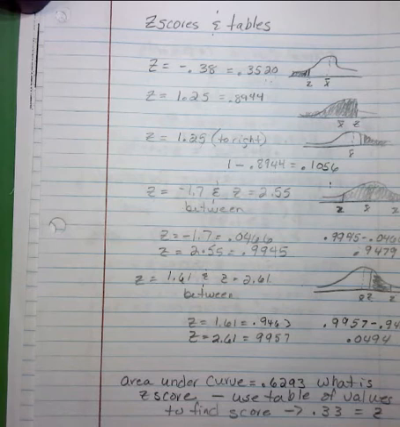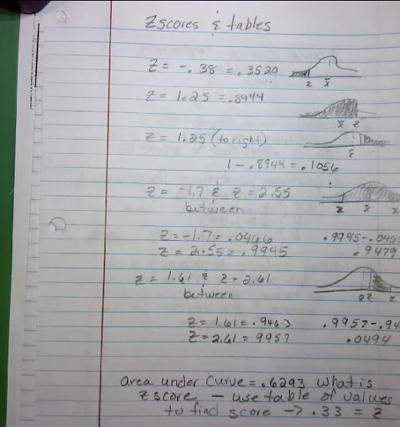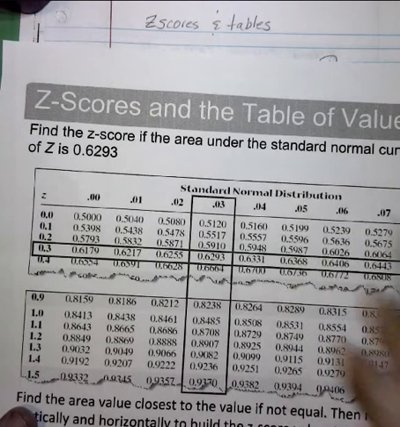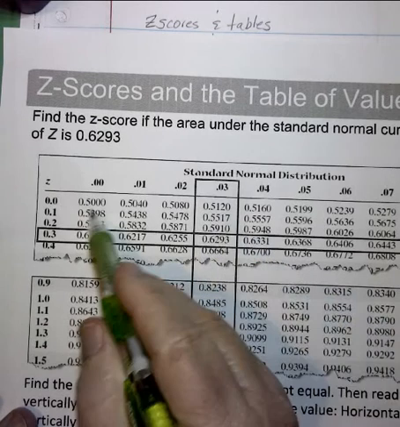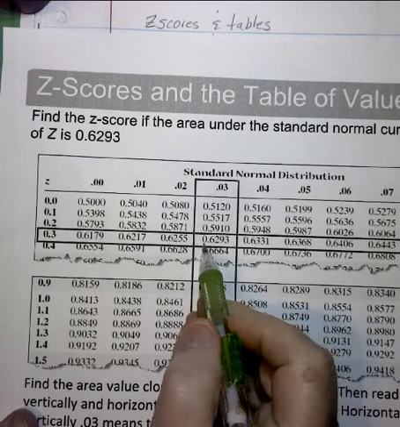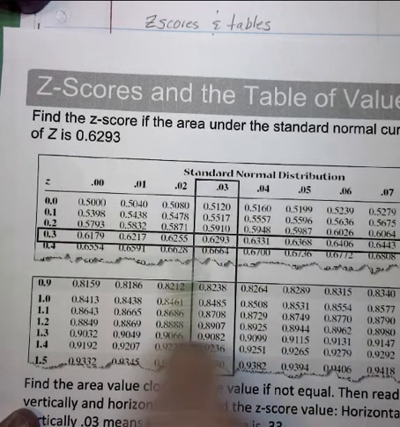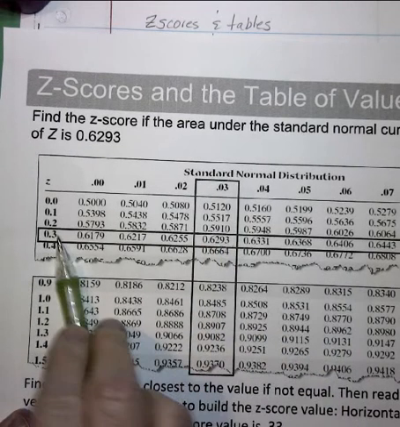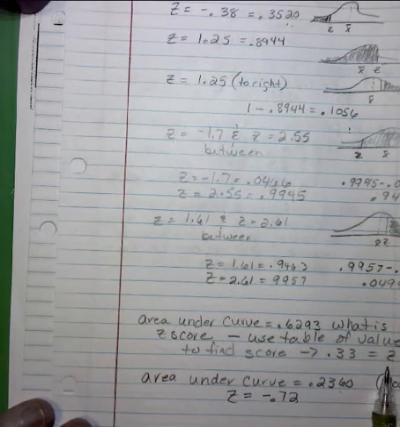So if we're given the area 0.6293, and we want to find the z-score that goes along with that, we look in the table of values under the body so that we find that 0.6293. You'll see the table values kind of go along in a pattern, and we find 0.6293, and then we look up at the top of the column and over to the left and put the values together to get the z-score. So we have 0.33 to represent the z-score value that goes with that area.